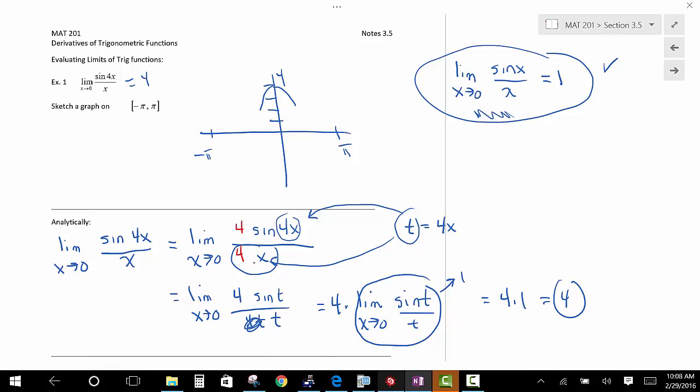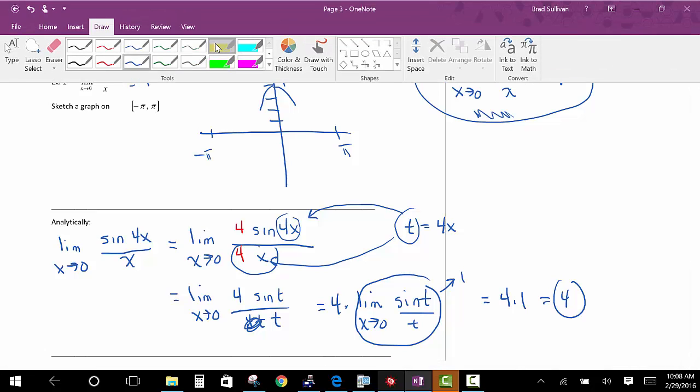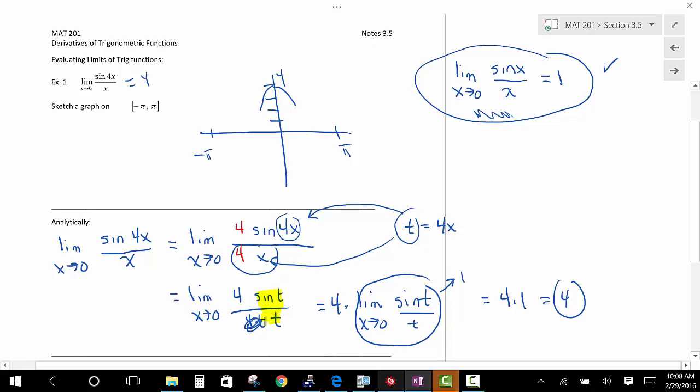Go ahead. So when you change t to 4x, and then you replace it with 4x, how did it just simplify down to 4 sine t over t? Okay, first of all, this part right here just became t. The whole denominator just became t. The reason I did that too is because we're using the fact that we just proved. I want to change it into that. Because, don't I know that that's 1? That limit's 1?